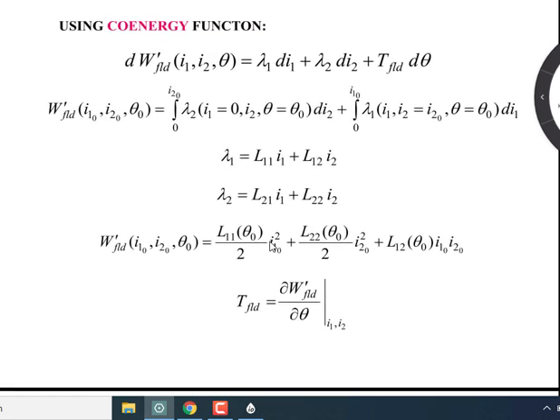Now if you do this, you will find that the expression of torque is positive with respect to co-energy. Obviously, if you can somehow reduce your bank balance, you will have more money to spend. So that is the simple thing. If you reduce the energy stored in the magnetic circuit, you will get more energy to develop more torque, and that is the case here. And similar to the previous case, here also you can find your lambda 1, lambda 2 by doing this.